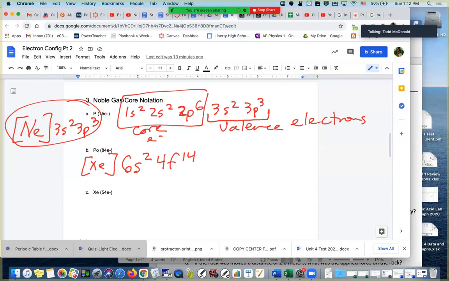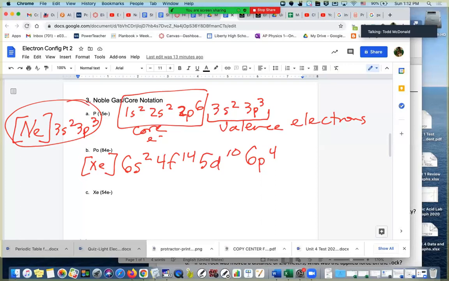And then we come back up to, remember, d is always one behind. So 5d, and we can put 10 of them in there. And then once we get to the end of 5d, I'm at 80. That is mercury. So if I stop there, I have the electron configuration of mercury, and I have 1, 2, 3, 4 more to go. Where do I put those? I put those in 6p, so 6p4. Okay, now on that one, core notation is huge in terms of saving you some trouble.